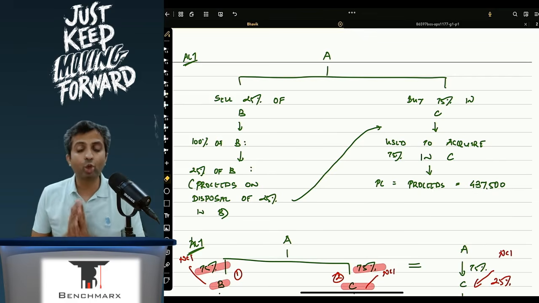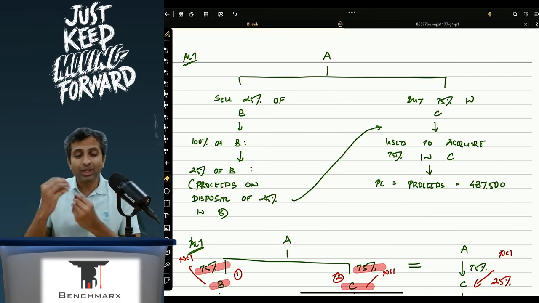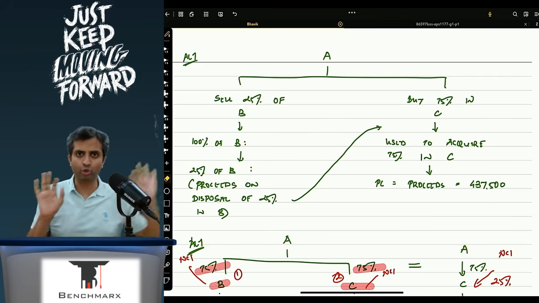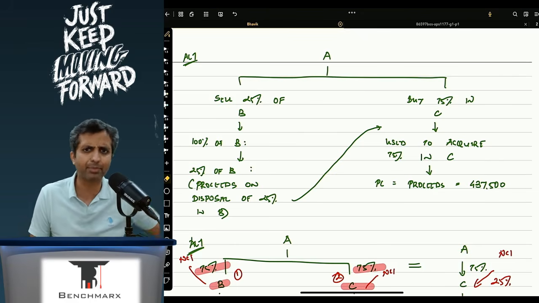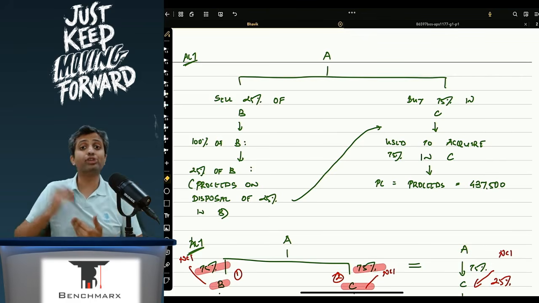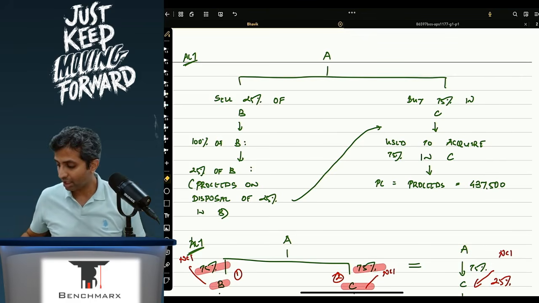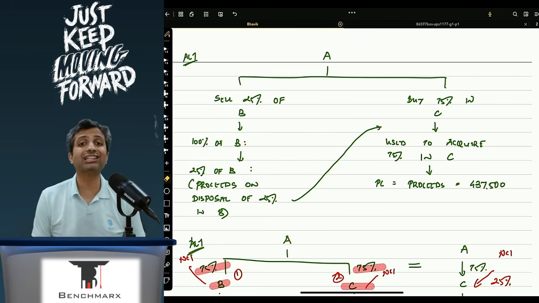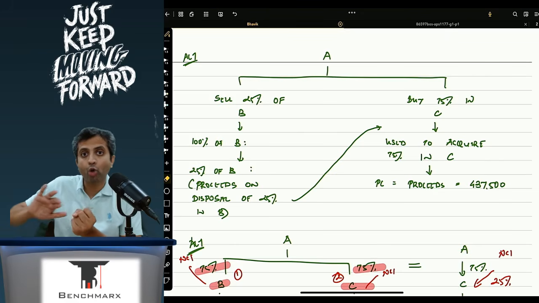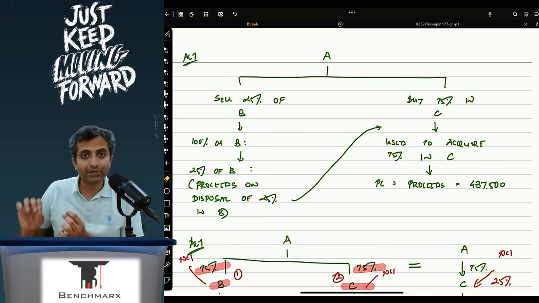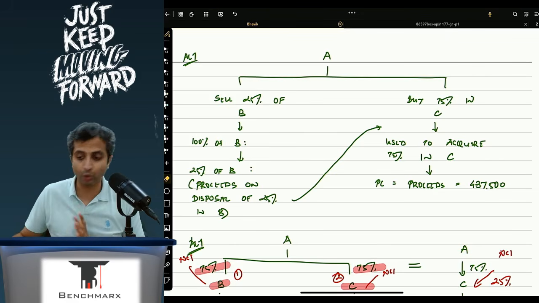So if B totally is worth 17 lakh 50, into 25%, you will get 4,37,500. Now if I had to go into an open market, I would have said that okay, I'm diluting 25% of B, in which case I should be getting 17 lakh 50 into 25%, which comes to approximately 4,37,500. So the consideration that I will get on diluting 25% of B is actually 437,500.